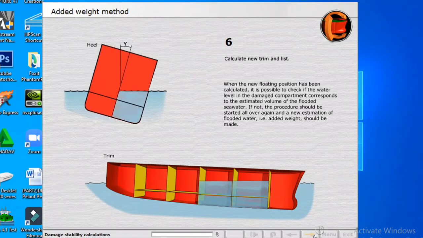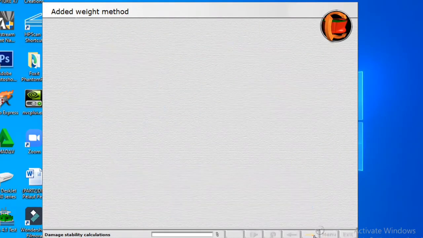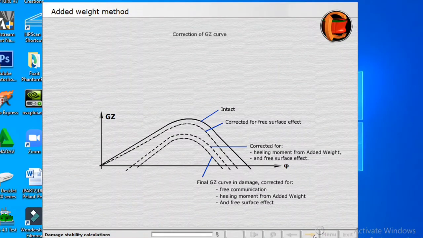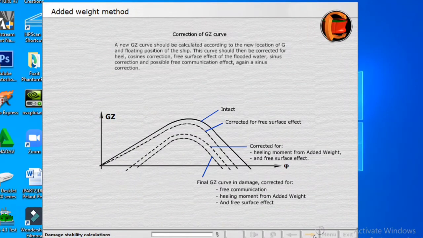Correction of GZ curve. A new GZ curve should be calculated according to the new location of G and floating position of the ship. This curve should then be corrected for heel, cosine correction, and free surface effect of the flooded water, sine correction.